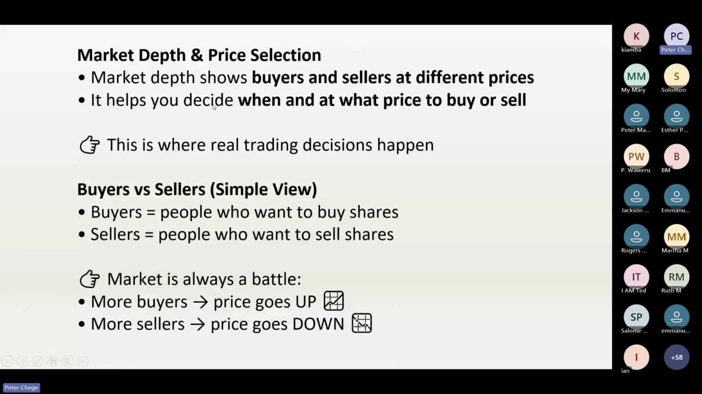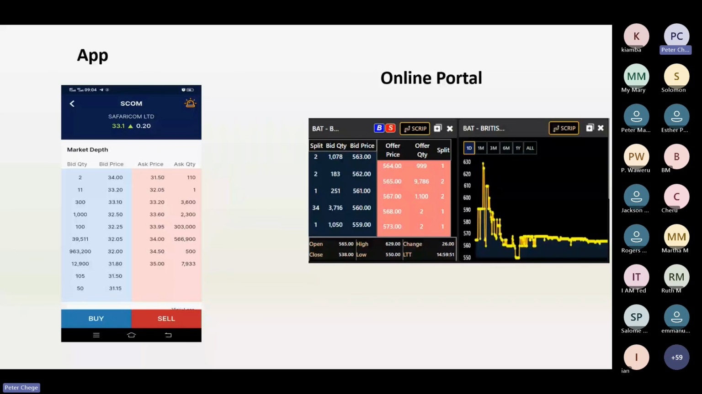So a good example of market depth on the online app, for most of the brokers who have a similar app like AIB Digitrader, looks like what is on the left. The online portal looks like what is on the right. So you have the bid and ask on the app. On the portal, you have the bid and offer. Bids are the people who are buying. Offer or ask are the people who are selling, with different prices.